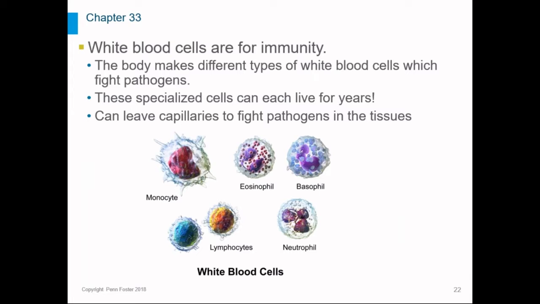White blood cells are for immunity. The body makes different types of white blood cells which each fight pathogens. These, unlike the red blood cells, can actually live for years, and some white blood cells can even leave the capillaries and go out into the tissues to fight pathogens there.